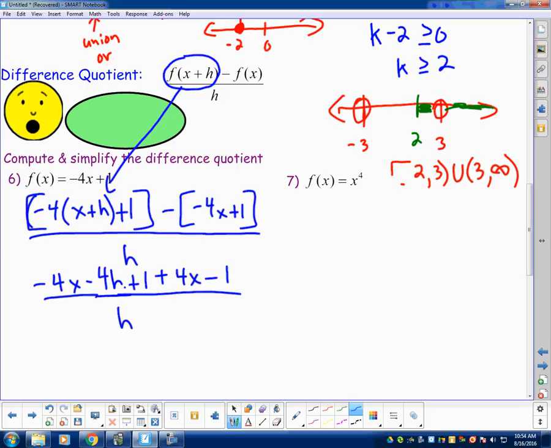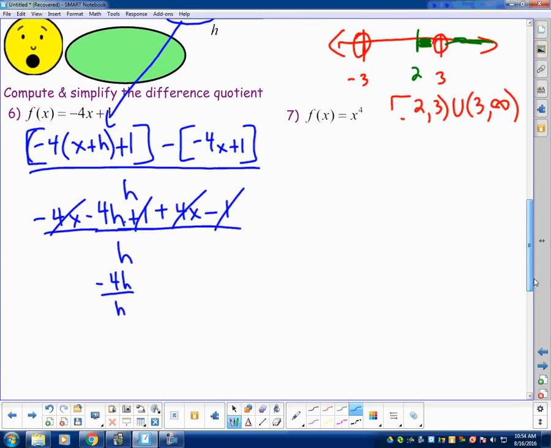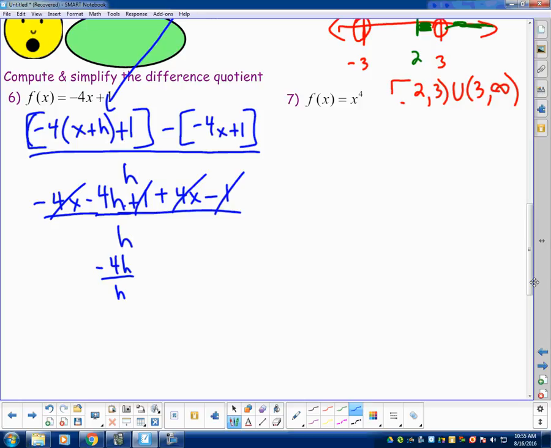What you should notice on these, what kind of clued me in, is that the terms without the h's in them should cancel out on these, most of the ones that I give you. If that's not happening, you may have made a mistake in your algebra, as I did here, or a copying error. So we have negative 4h over h, and then you should find that on these difference quotients, as you simplify them, the h from the bottom gets simplified out on the ones that we're doing. So there it is. Negative 4 is the simplified difference quotient.